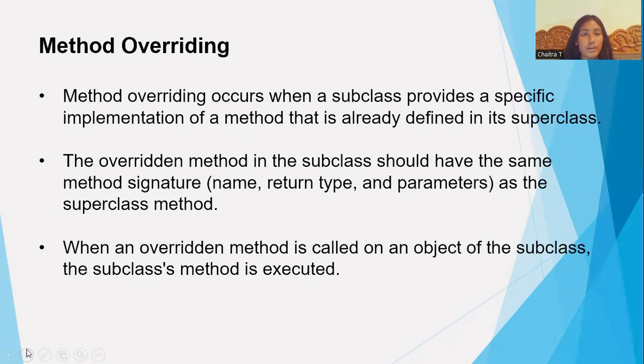Let us see method overriding. Method overriding occurs when a subclass provides a specific implementation of a method that is already defined in the superclass. The overridden method in the subclass should have the same method signature, which is name, return type, and parameters, as the superclass method. When an overridden method is called on an object of the subclass, the subclass's method is executed.